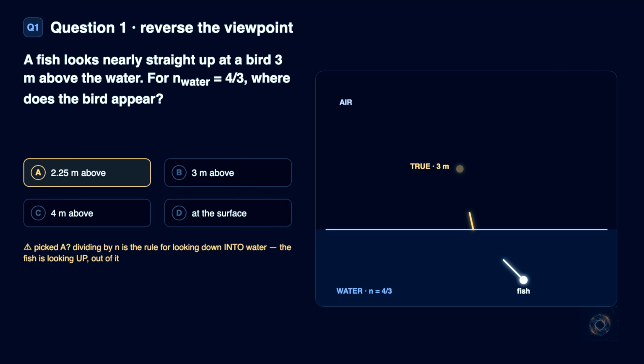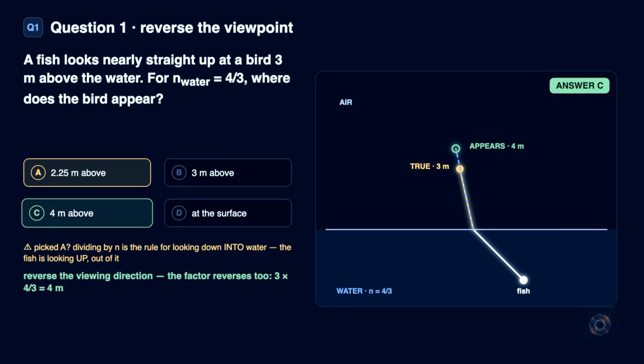Did you pick A, 2.25? That's the classic move. Divide by n, just like the coin in the bowl. But that rule is for looking down, into water. The fish is looking up, out of it. Reverse the viewpoint, and the factor reverses too. So the right answer is C, multiply. 3 times 4/3, the bird appears 4 meters up, higher than it really is.